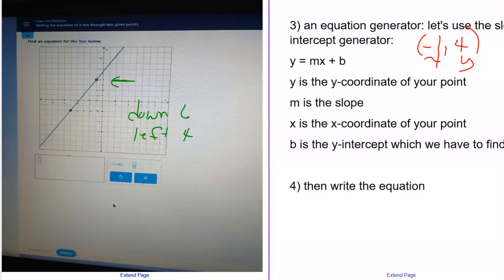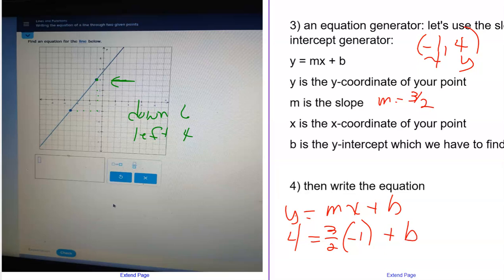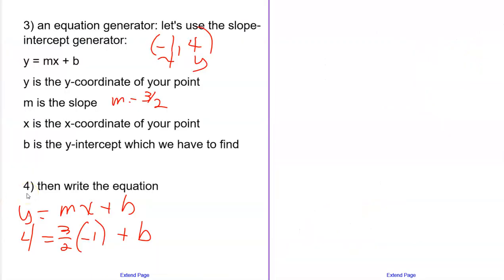We are using y equals mx plus b. The y-coordinate of the point is 4. The slope we found was 3/2. So I say 3/2 times the x-coordinate of the point, which is negative 1, plus b. We do not know the y-intercept. That's what we're trying to find. So we have 4 equals negative 3/2 plus b.